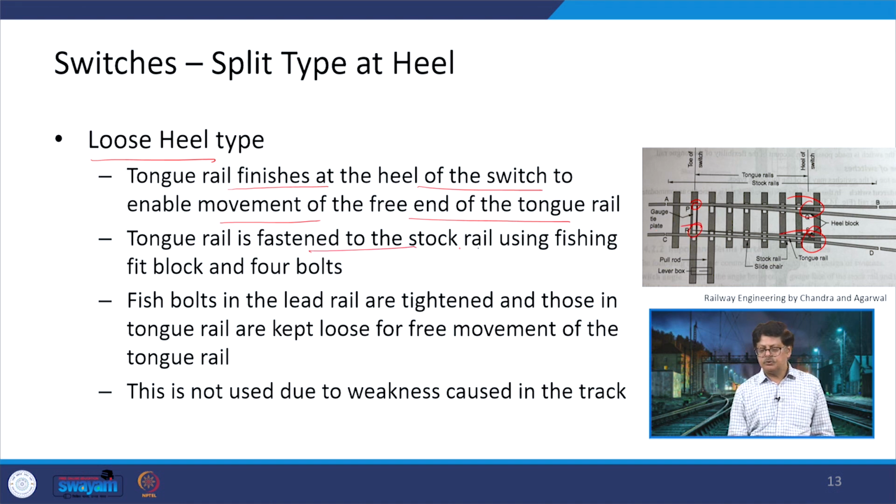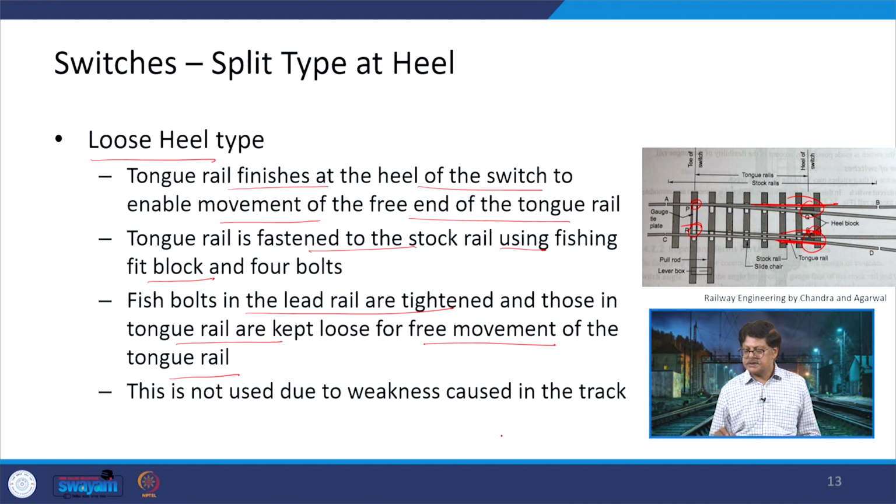The tongue rail is fastened to the stock rail using the fishing fit blocks and the 4 bolts. Here in this case they are being fastened with respect to the stock rail, using the bolts and the fishing plates. Fish bolts in the lead rail are tightened, whereas in the case of the tongue rail they are loose capped. At this side they are left a bit loose, and this allows the free movement of the tongue rail.